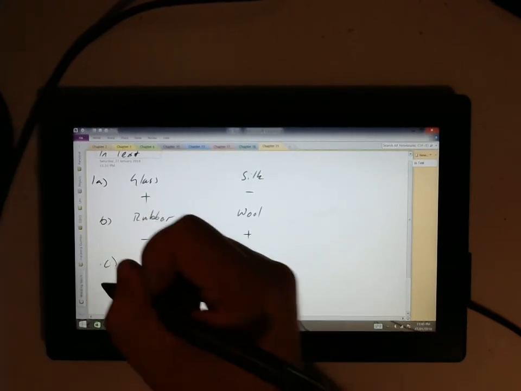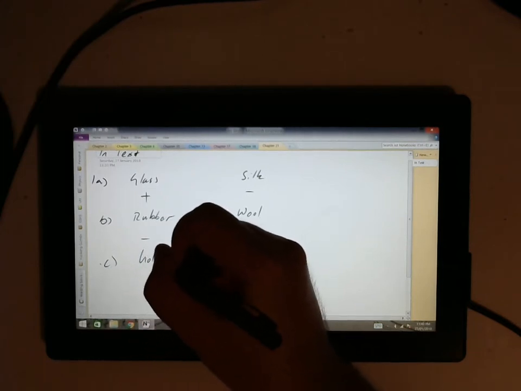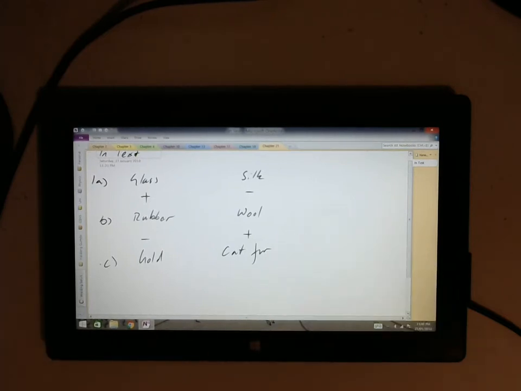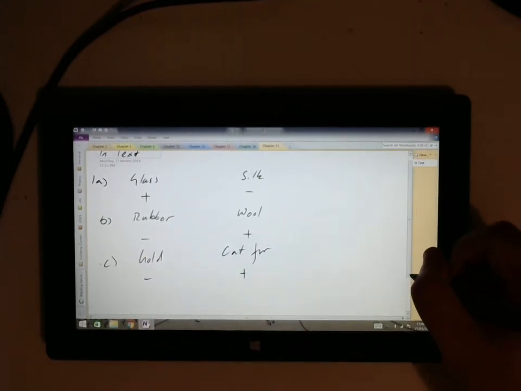Finally, C, our two are gold and cat fur. Taking a look at our list, we see that gold is way down on the negative side. It's the highest there for affinity for electrons, while cat fur is all the way back at the top. So gold will end up being our negative, meaning cat fur will end up being our positive.